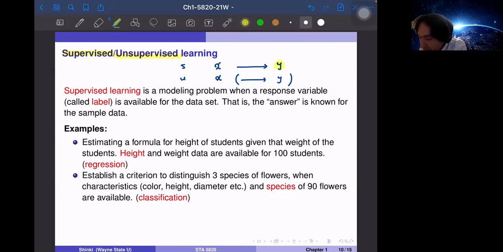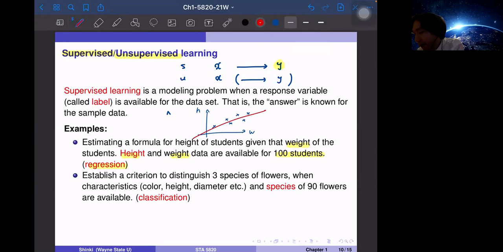So some examples: estimating a formula for the height of students given the weight of the students. Height and weight data are available for 100 students. Then, given a new student's weight, we can predict the height of that student. So this is a regression problem. We have height and weight. The weight is here and the height is here, and we have some data. So we do, for example, linear regression here. Then this is the predicted height given the weight. So this is the regression problem.